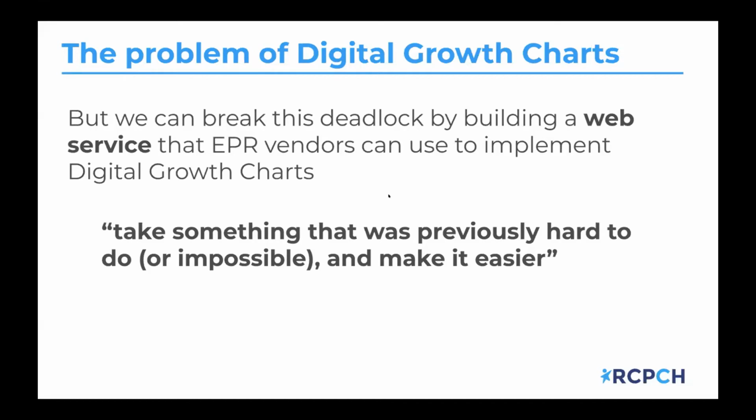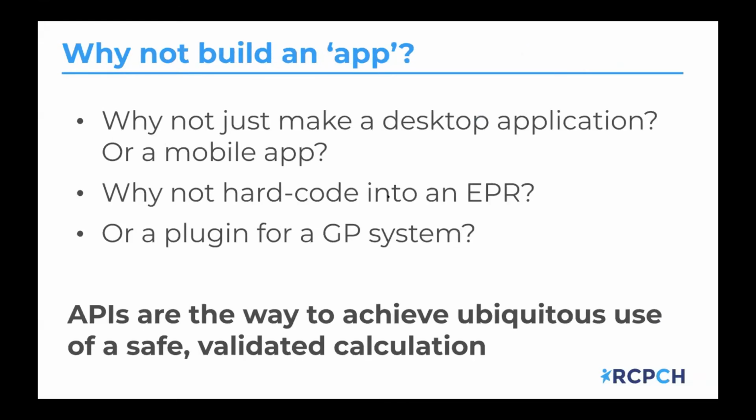We run a service which does that difficult calculation, and the consumers of that service can just send us things like height, weight, age, sex. They send that to the API and they get back the data that they need, which is the centiles and things, and they can persist that in their system.